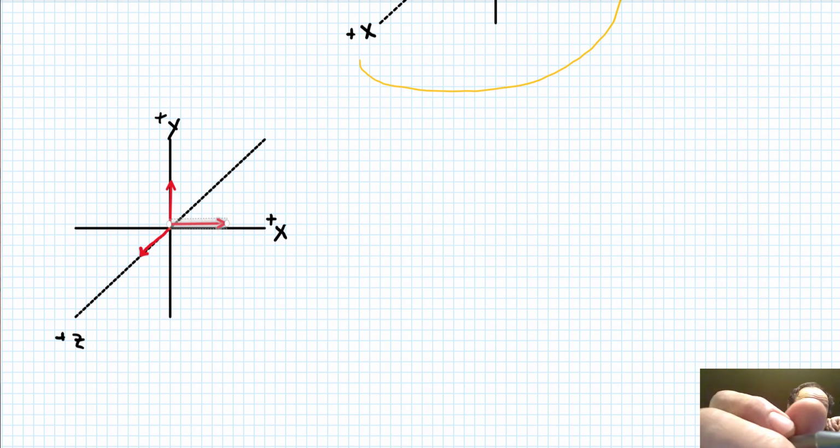Okay, so in the x direction, it's always i hat for the unit vector. In the y direction, it's always j hat for the unit vector. And in the z direction, it's always k hat for the unit vector. Always, always, always. Okay, so the orientation of these axes doesn't matter.